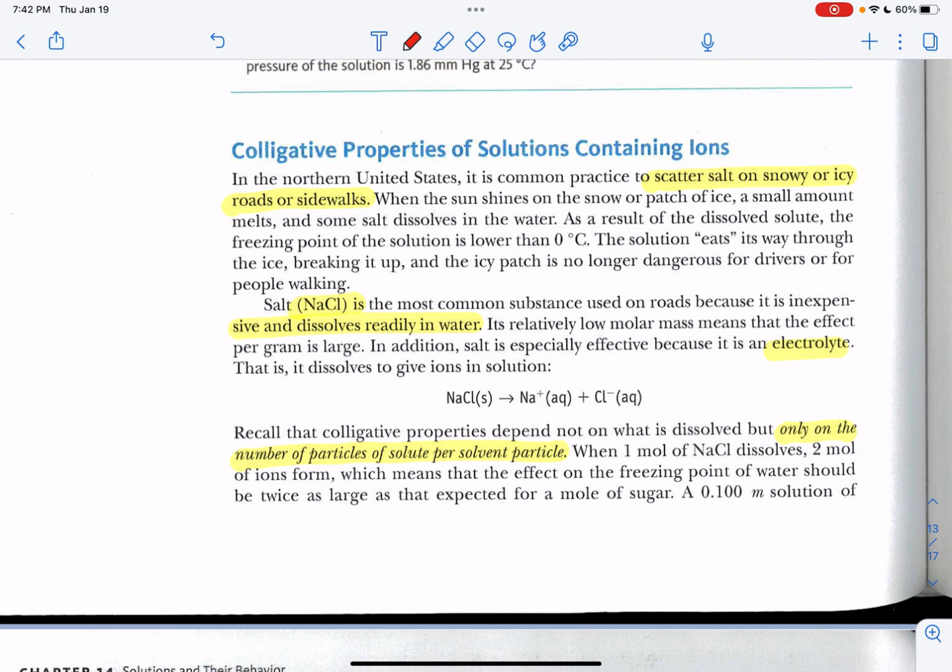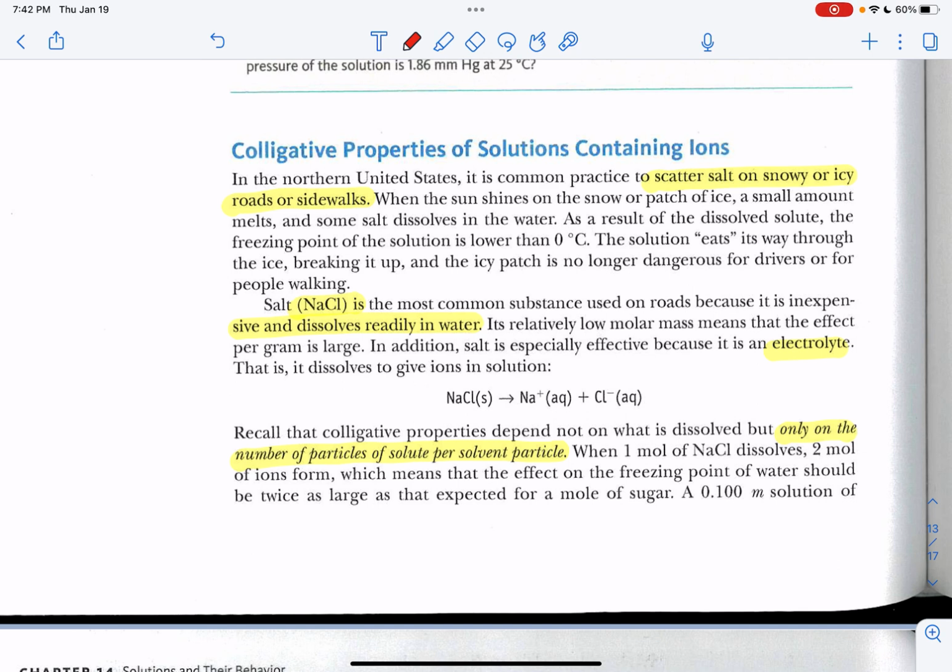Now we're going to pick up with colligative properties, looking at it from another angle. And this is, what about the colligative properties of solutions that contain ions? All the examples in the chapter so far have used non-ionic solutes. They might be biological, they might be inorganic, but they're non-ionic. Well, what about dissolving ionic compounds in water?